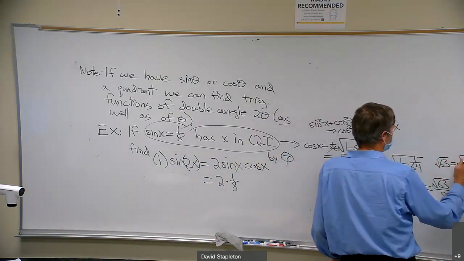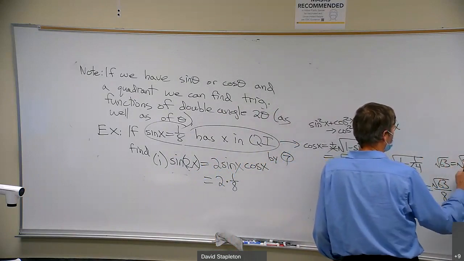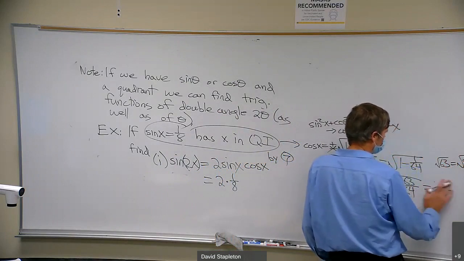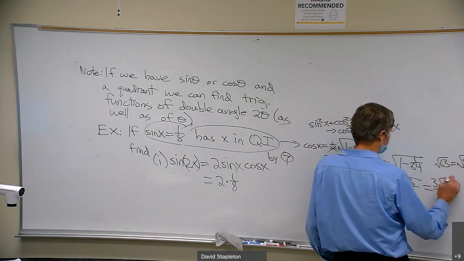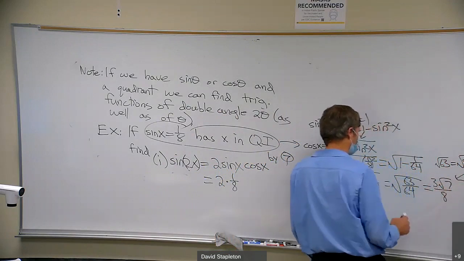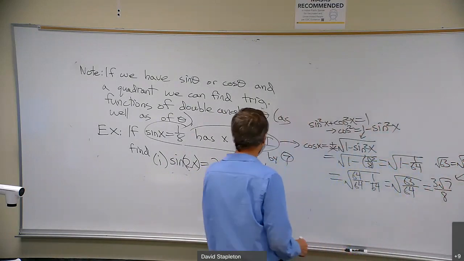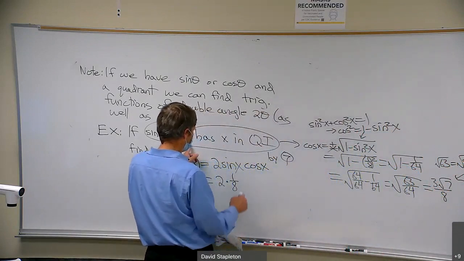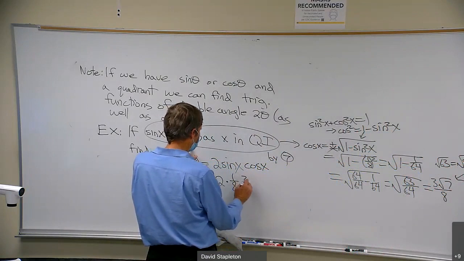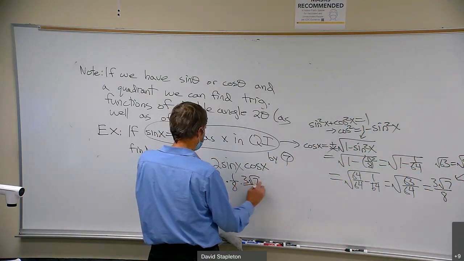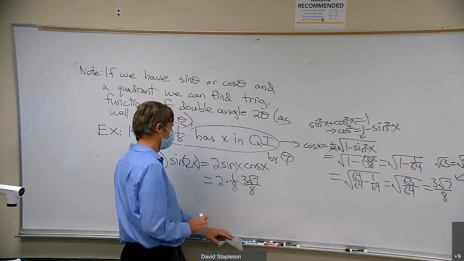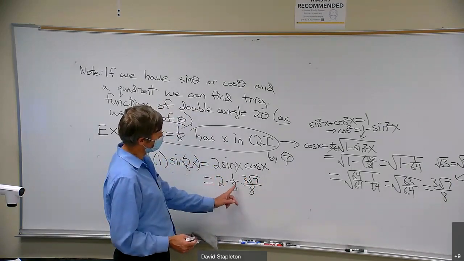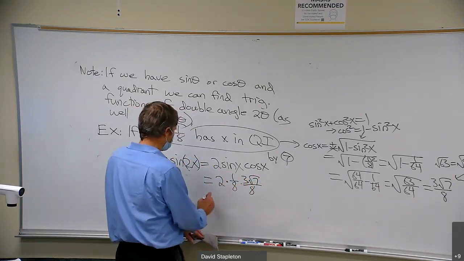9 times 7. The square root of 9 is 3, so we should really write this as 3 square root of 7. The square root of 64 is 8. So there we go, the cosine of x is 3 square root 7 over 8. So the sine of the double angle is 2 times an eighth times 3 square root 7 over 8.